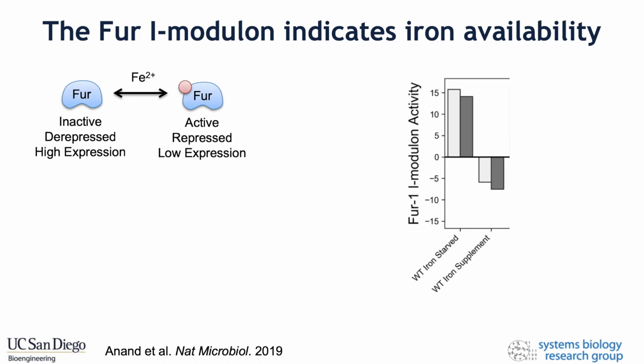When E. coli is starved of iron, we can see that the iModulon activity of FUR1 is high. This is consistent with the apo form of FUR. However, when we add iron to the media, the genes are repressed due to the active form of FUR.